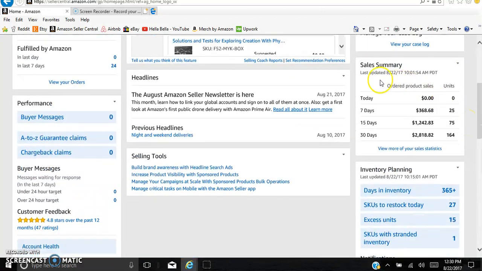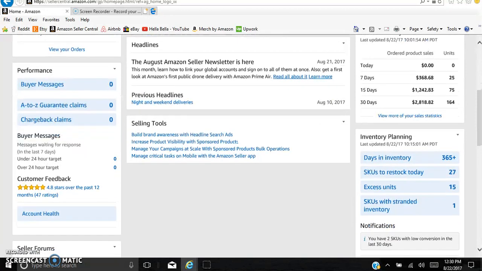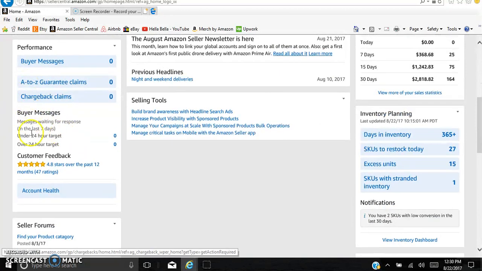You look at the sales summary here, you can see the sales for today, the last 7 days, 15 days, and 30 days. So that's a good way to keep track of some metrics here. And on the other side here, you have your performance ratings. One of the big things is customer feedback, so 4.8 stars out of 47 ratings.